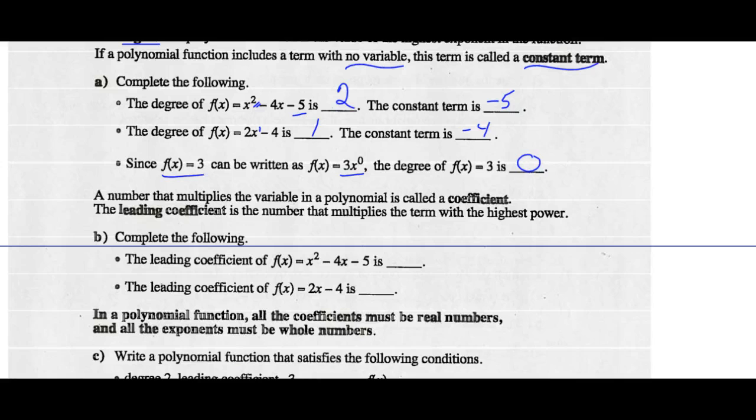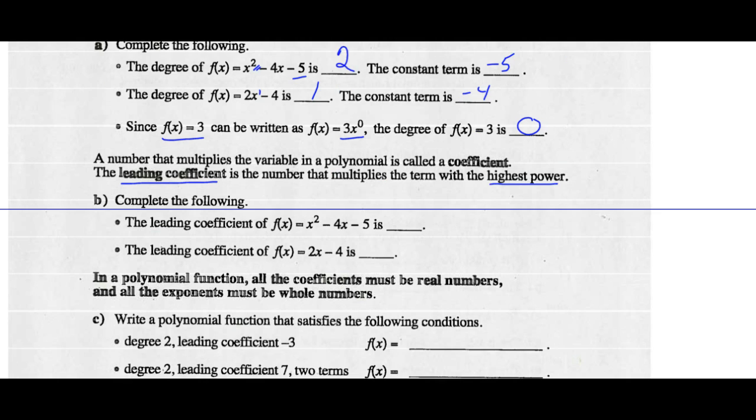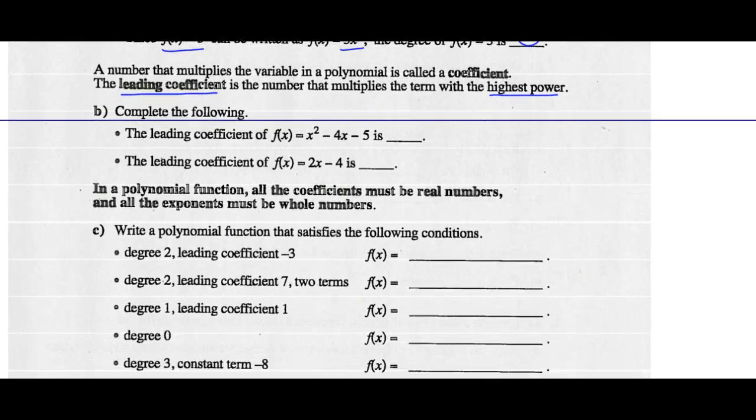A number that multiplies the variable in the polynomial is called the coefficient, and the leading coefficient is the number that multiplies the term with the highest power. That's our leading coefficient. So complete the following. The leading coefficient of this function is 1, 1x squared. The leading coefficient of the next function, 2x minus 4, is 2.